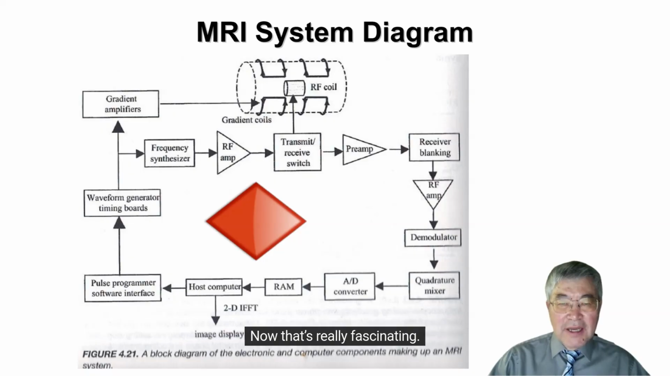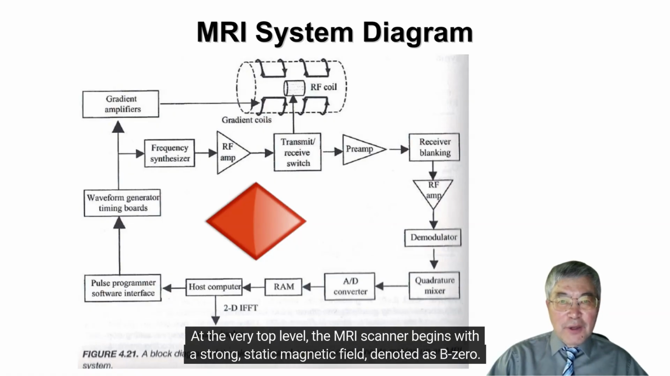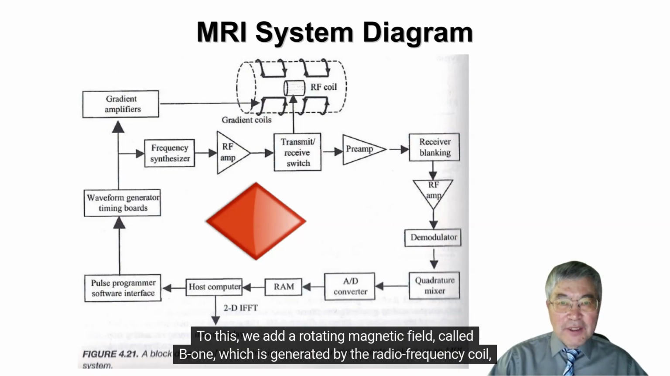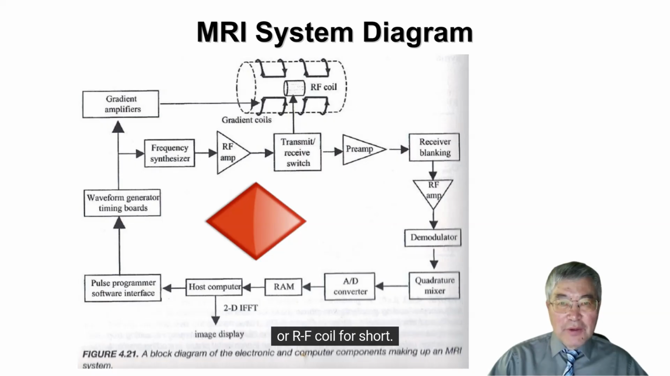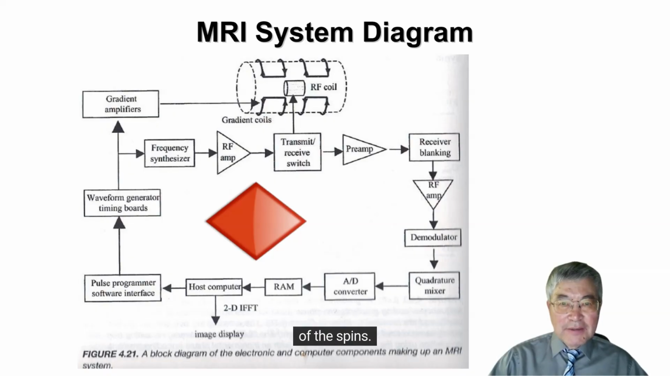Now that's really fascinating. Let's take a look at the overall MRI system diagram to understand how all these components work together. At the very top level, the MRI scanner begins with a strong static magnetic field denoted as B0. This field provides the main alignment for all magnetic moments inside the body. To this, we add a rotating magnetic field called B1, which is generated by the radio frequency coil, or RF coil for short. RF stands for radio frequency, which corresponds to the Larmor frequency, the precessional frequency of the spins.